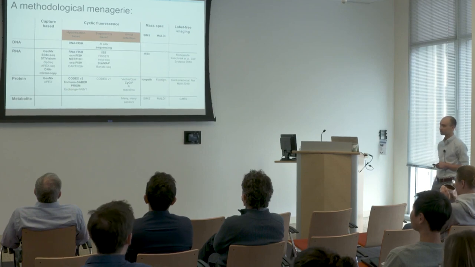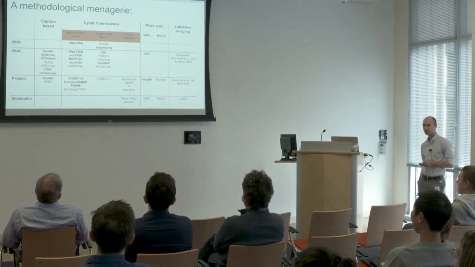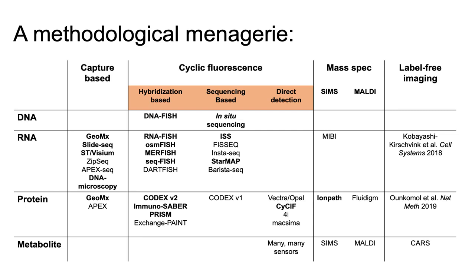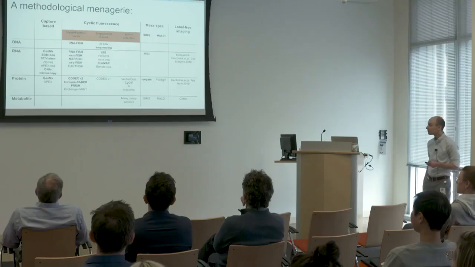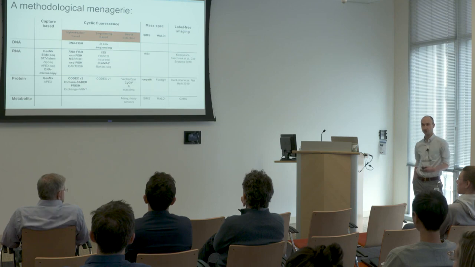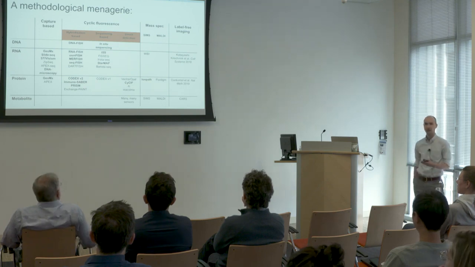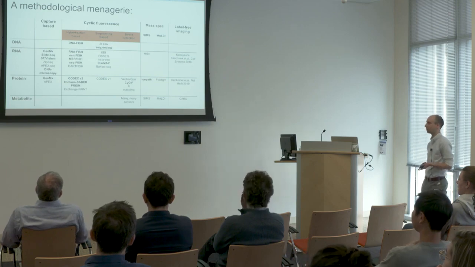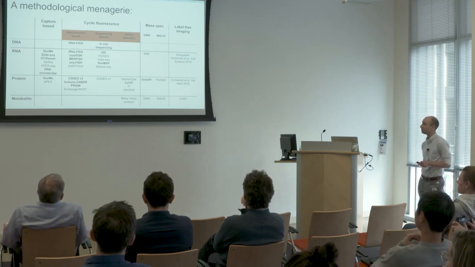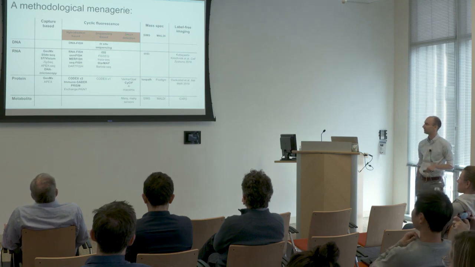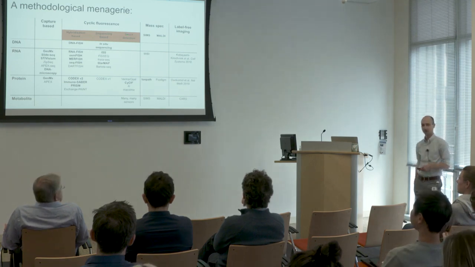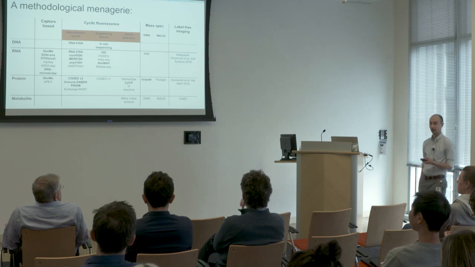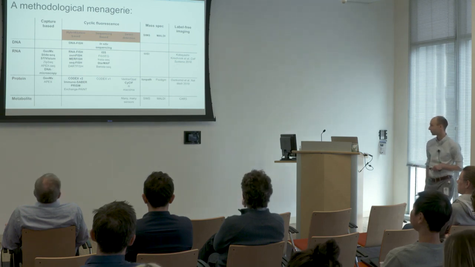Cyclic fluorescence, I think, has become the most popular of these methods at this point. And I'm going to subdivide that based on hybridization-based techniques, which rely on sequential rounds of FISH, if you will. Sequencing-based techniques, which do in situ sequencing, leveraging something like sequencing by synthesis, sequencing by ligation, or just commercial Illumina chemistry. And then there are methods that directly detect the signals without going through a DNA oligo intermediate.